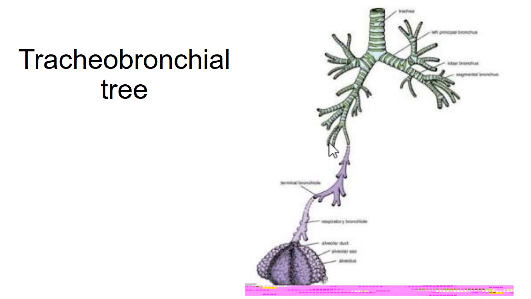These segmental bronchi further divide into smaller units, which are termed the terminal bronchioles and the respiratory bronchiole. Respiratory bronchiole further divides to form the smaller microscopic units, which are termed the alveoli, where the gaseous exchange takes place. That's all about the tracheobronchial tree.